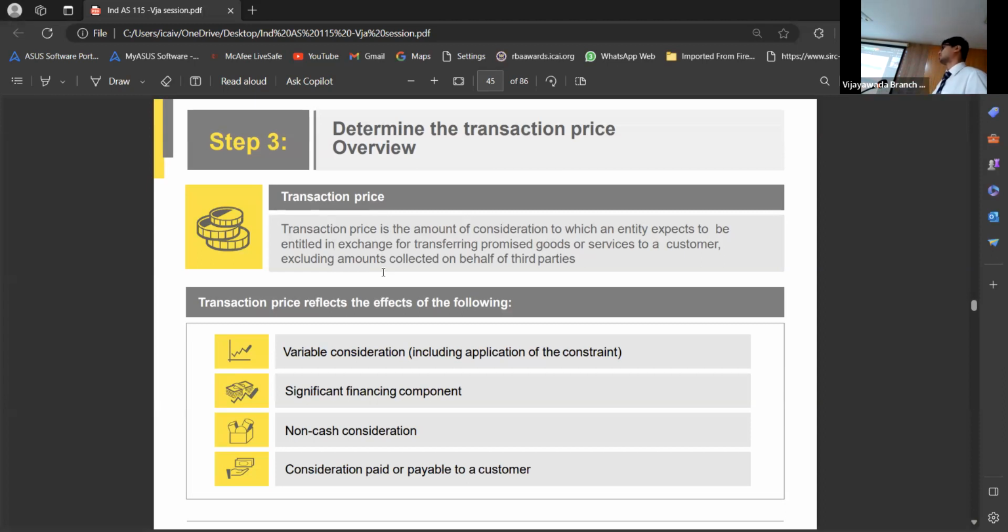Consideration paid or payable to customer. I've seen some of these cases also practically. Sometimes what happens is there will be cases where customer can be your vendor for various reasons. So, for example, if your company is an FMCG, the company that you are doing business with is FMCG, for example, is your customer also.